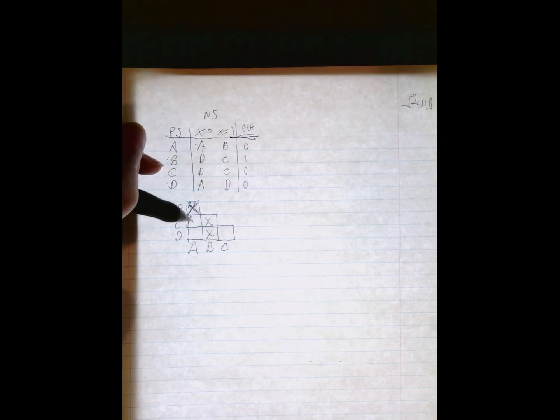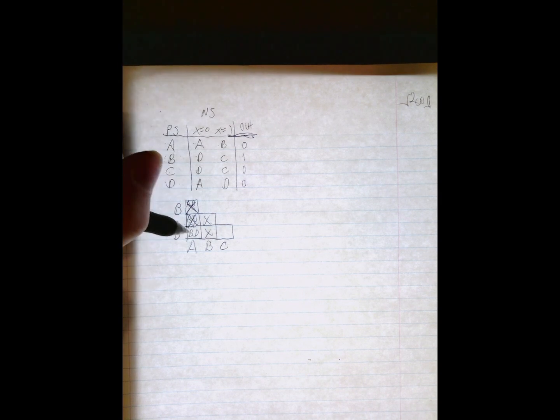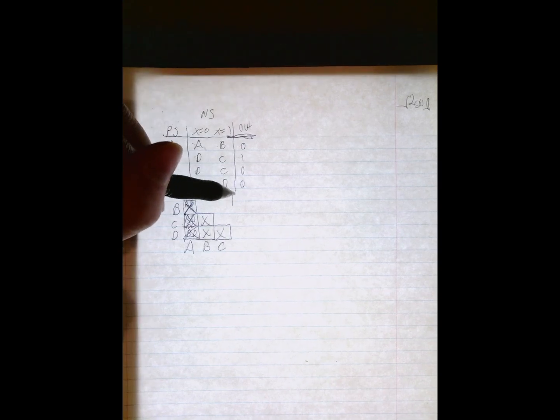So now let's look at AC. From A to C we have AD. From A to C we also have BC. But we know BC is not equivalent, therefore we remove it. From A to D we have AA, that's equivalent, and BD. But we know BD is not equivalent, so we remove it. Now from C to D, we have DA, and we know that's not equivalent. So this is already in a row minimal form.